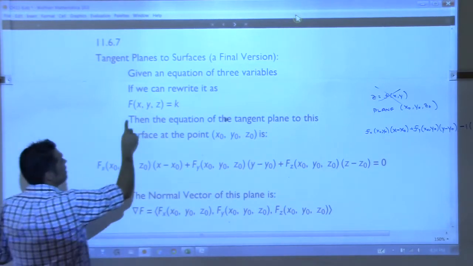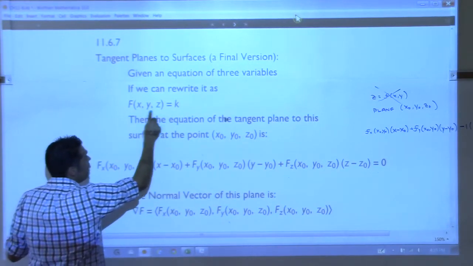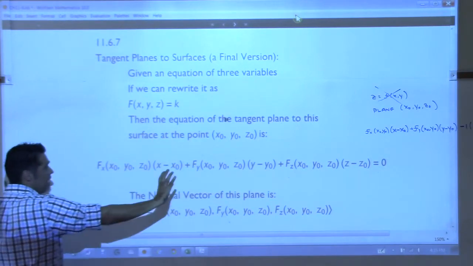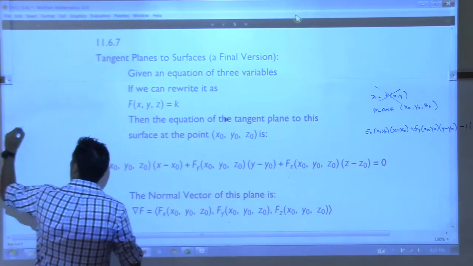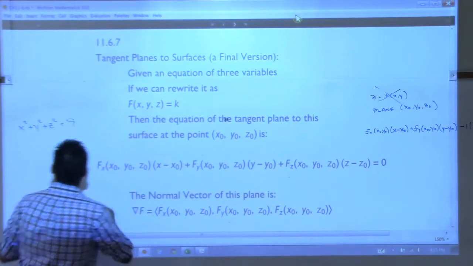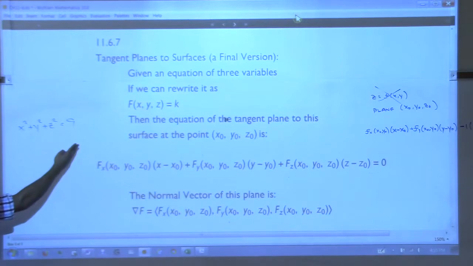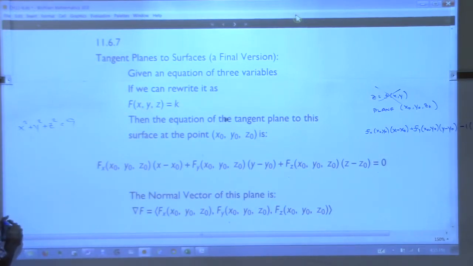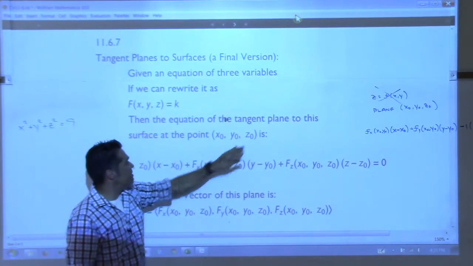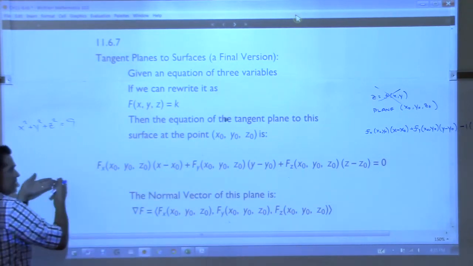So as long as we can write our equation with our three variables equal to a constant, let's say x squared plus y squared plus z squared equals 9, like a sphere of radius 3, right? As long as we can write it that way, then the equation of the tangent plane at any point on that surface is this thing.